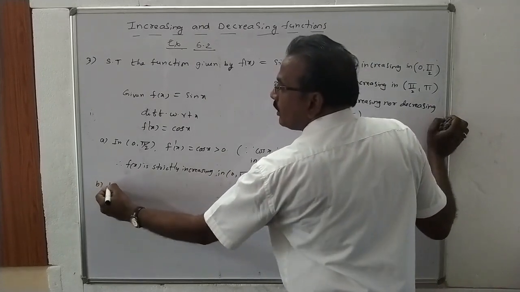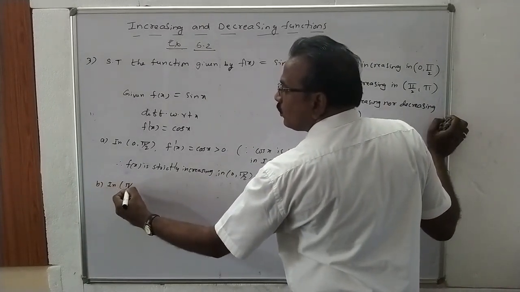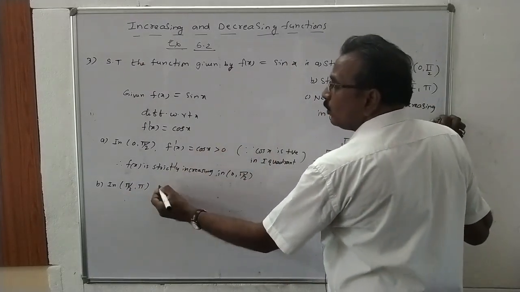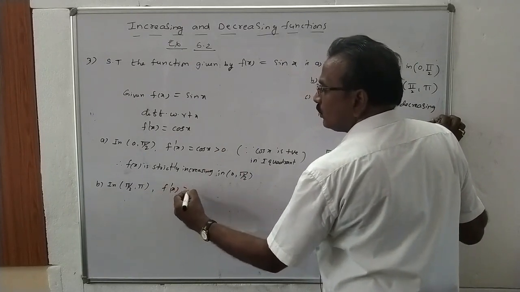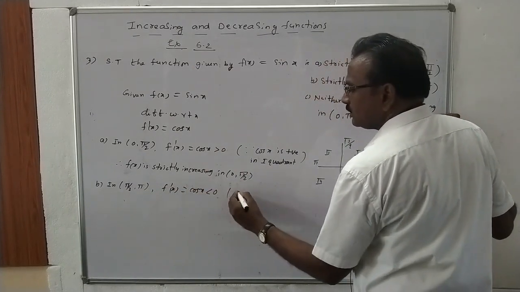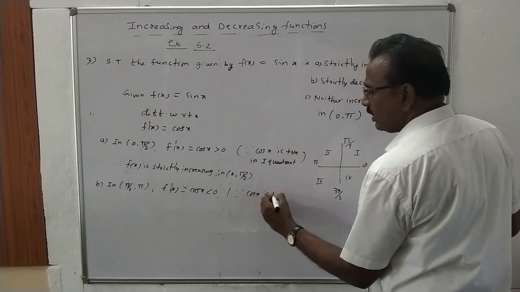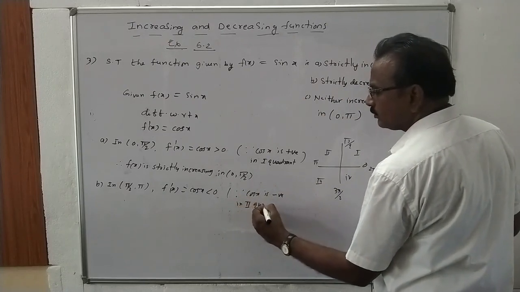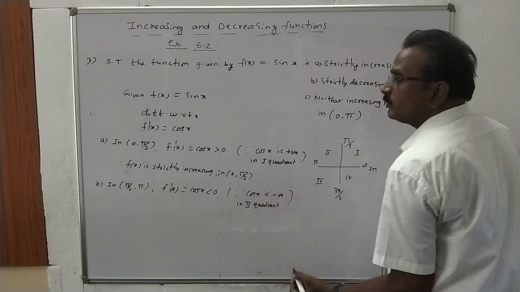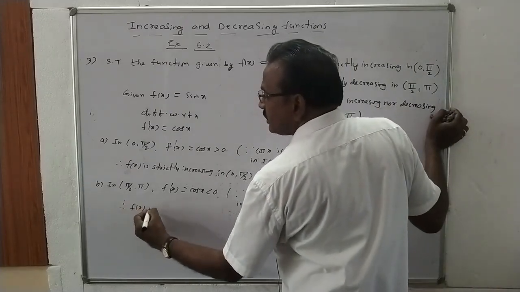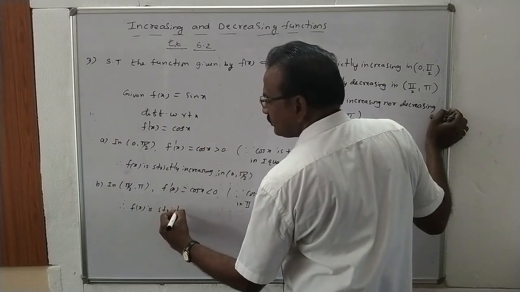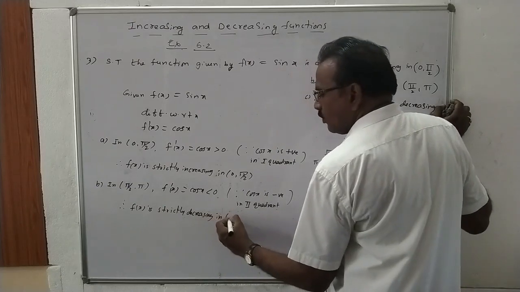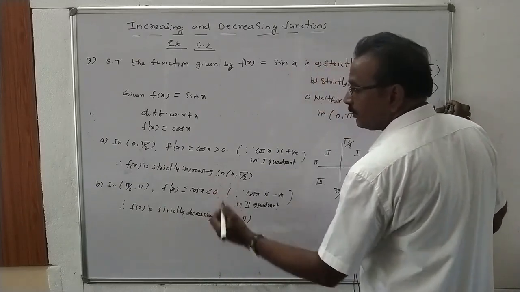Next, b, in the open interval pi by 2 to pi, that is in the second quadrant, cos x is negative, f dash x is equal to cos x. Cos x is negative, since cos x is negative in second quadrant. So therefore f of x is strictly decreasing in the open interval pi by 2 comma pi.